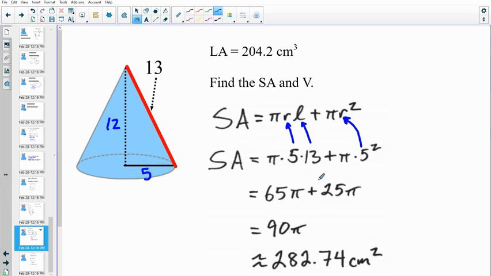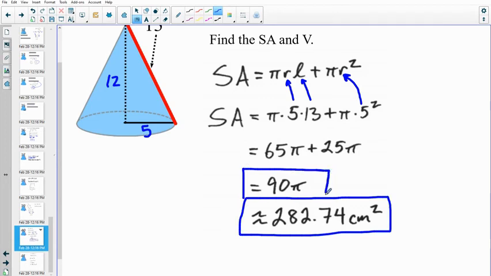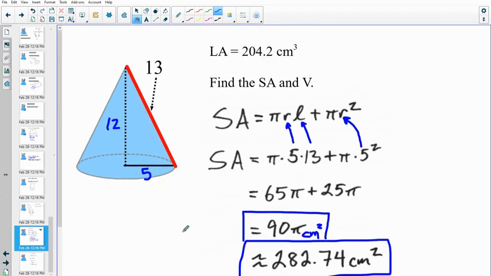I suppose you could plug this in your calculator right here. I chose to keep it in exact form for a little while, but then we can plug it into our calculator. I would actually accept either one of these as a perfectly correct answer. If you give something to me in exact form, I like that even more than the approximate. But this one didn't ask for the exact value, so 282.74 square centimeters is the surface area.